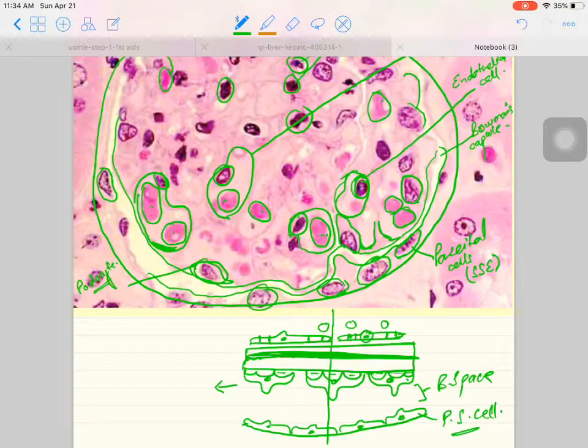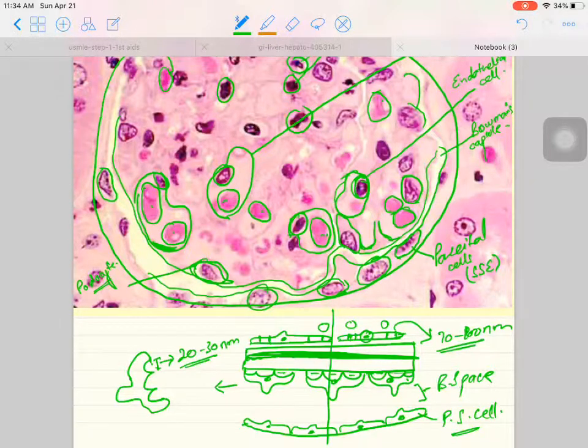And if we know the structure, then there is another simple point, that is the space. This is the filtration slit. The gap between the foot processes is called the filtration slit, and its size is 20 to 30 nanometers, so it is very small. It will not allow molecules bigger than 30 nanometers to pass. And fenestrated capillaries have fenestrations of about 70 to 100 nanometers, so they act as a size barrier, and this one mostly acts as a charge barrier. So thank you for listening.